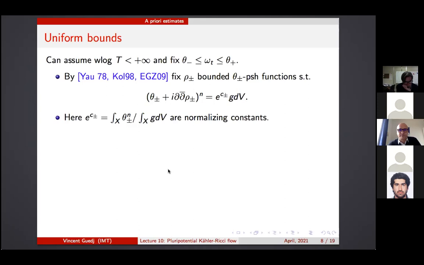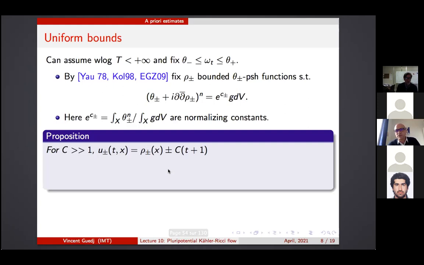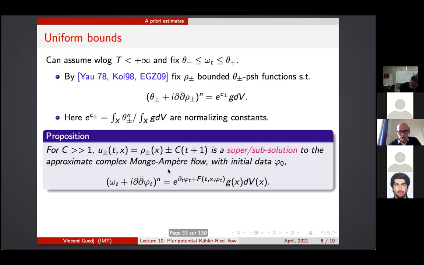Okay, so I use the elliptic theory to get the fact that I already know the existence of such solutions rho plus and rho minus. Then the proposition is like this. If I consider the function u plus of t and x, which is rho plus of x plus c t plus 1, then you see its dependence in t and x is very special. It is actually somehow separated. You have a function in x and then a piece of function in t, affine in t. Then the claim is that u plus is a supersolution to the Monge-Ampère flow with initial data phi 0. And similarly, u minus is a subsolution to the corresponding Monge-Ampère flow.